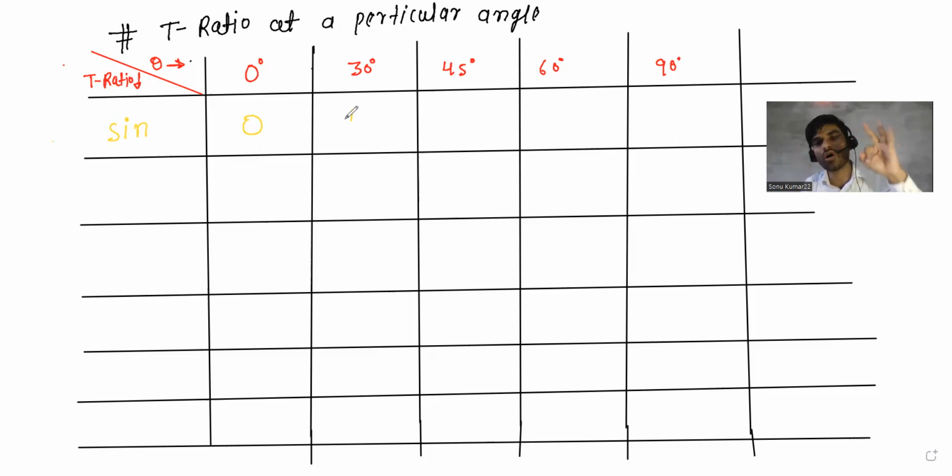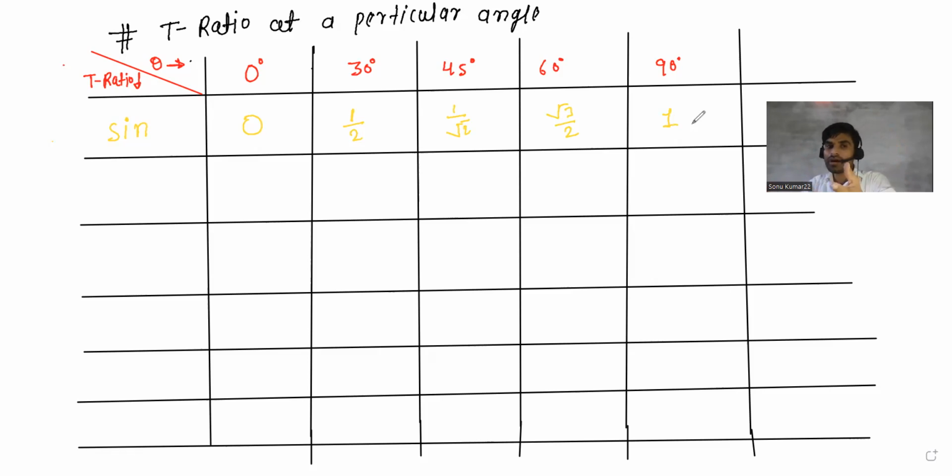After that, you can solve all types of questions. Sine 30 is equal to 1 by 2. Sine 45 degree is equal to 1 by root 2, and sine 60 degree is equal to root 3 by 2, and sine 90 degree is equal to 1.